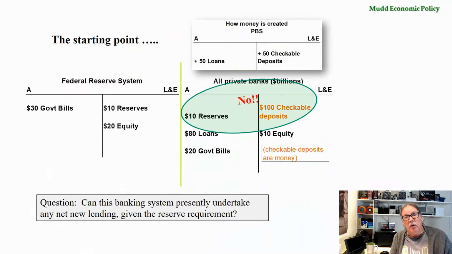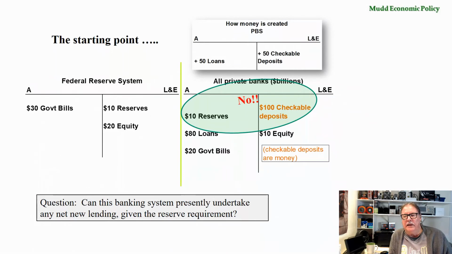Well, the answer is no, they can't. They have no free reserves. This is supposed to be what keeps the cap on the growth of the nation's money supply. And since at least the Great Depression, up until about 2007, this was the only way it was done. This was exactly how it worked.